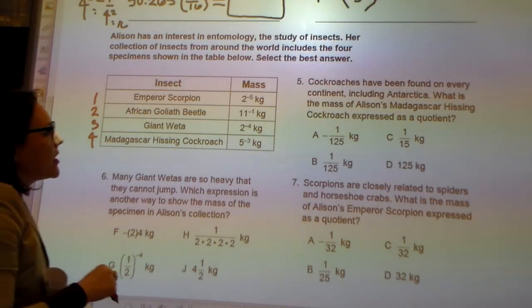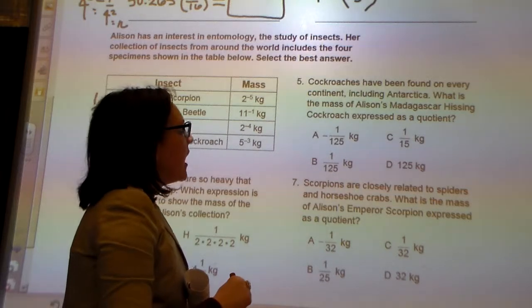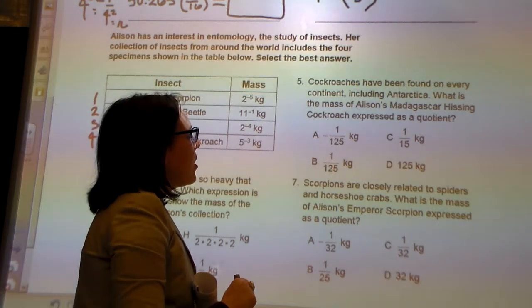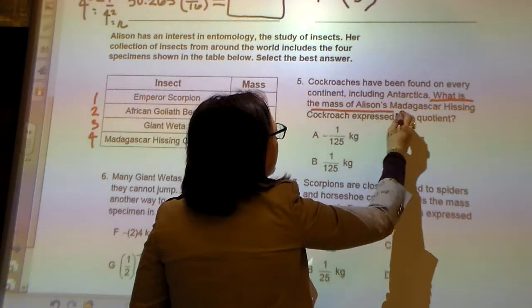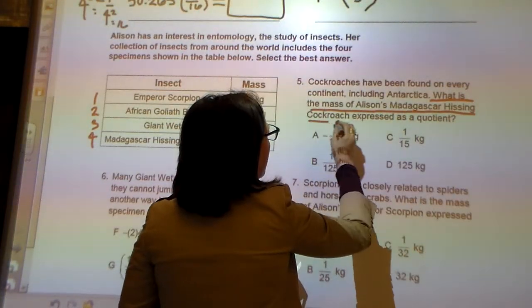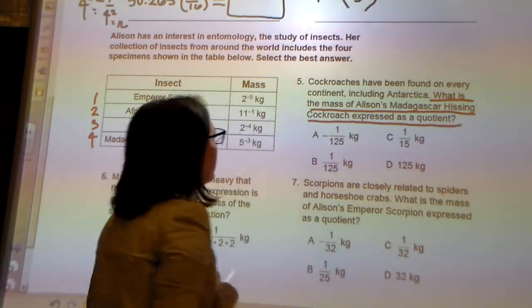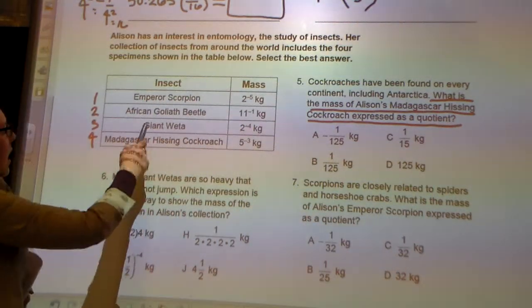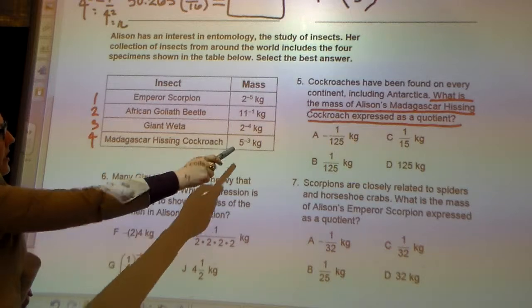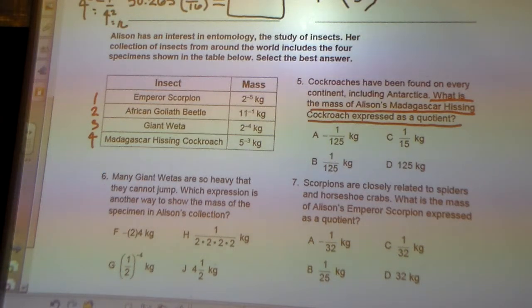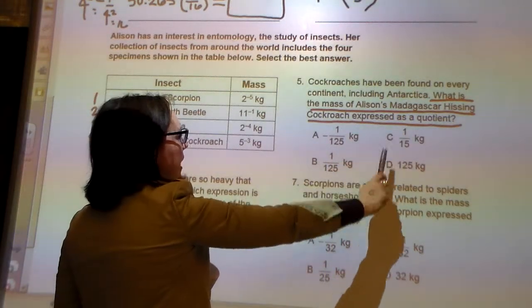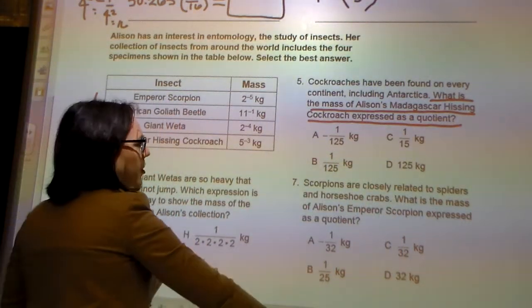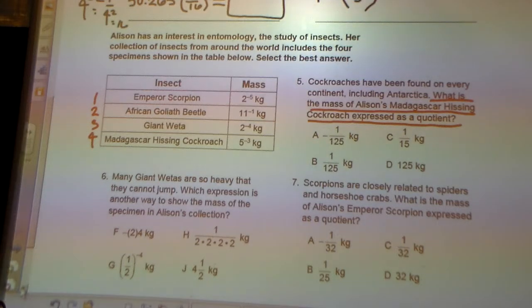If we look at number 5, it says cockroaches have been found on every continent, including Antarctica. What is the mass of Allison's Madagascar hissing cockroach expressed as a quotient? So if we look at the hissing cockroach, it's our last one. It says 5 to the negative 3rd power kilograms squared. If we look up here at A, B, C, and D, which one of these answers is the correct way to express 5 to the negative 3rd power?